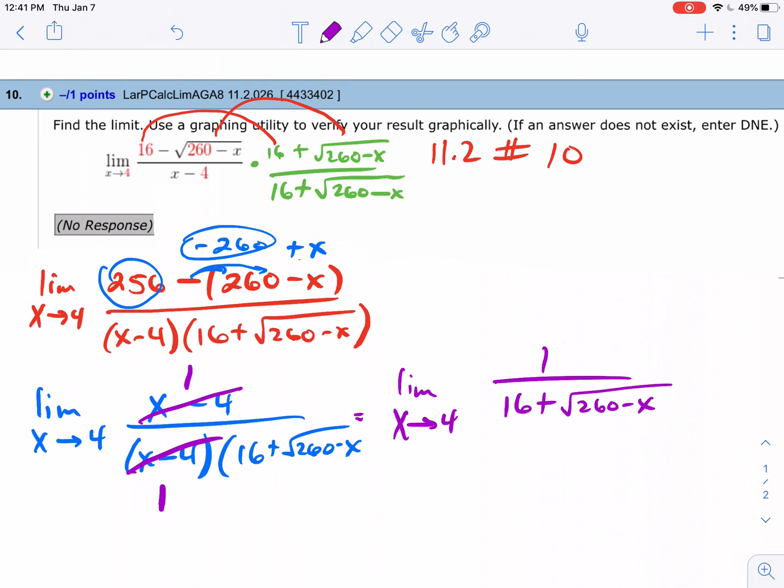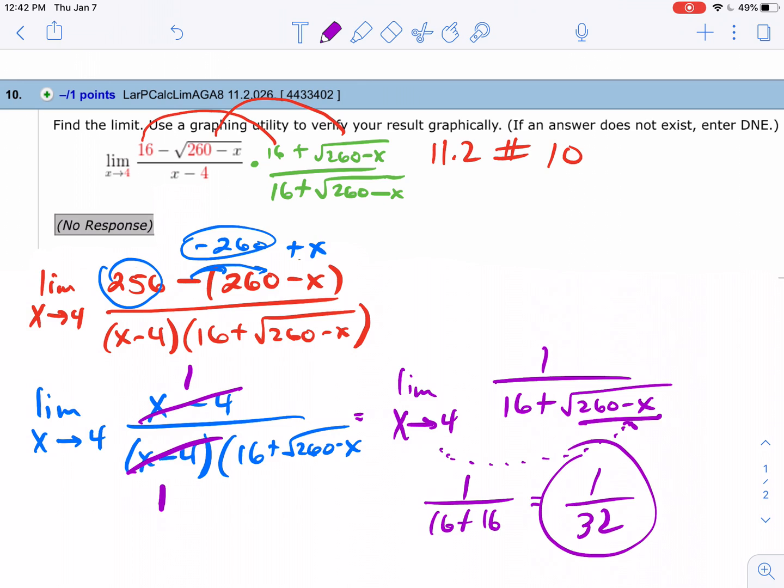It's at this point now that you can take the 4 and plug it in. And so what I end up with right here is 260 minus 4 is 256. Square root of 256 is 16. So I end up with 1 over 16 plus 16, or 1 over 32 for my answer. Now you can go to the table on a graphing calculator, type it in, and verify that 1 over 32 is the answer that you want. But if you need to see that, go back to videos 1 and 2 to watch how I do that.